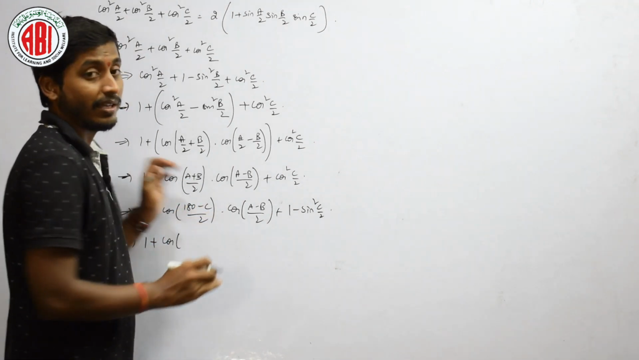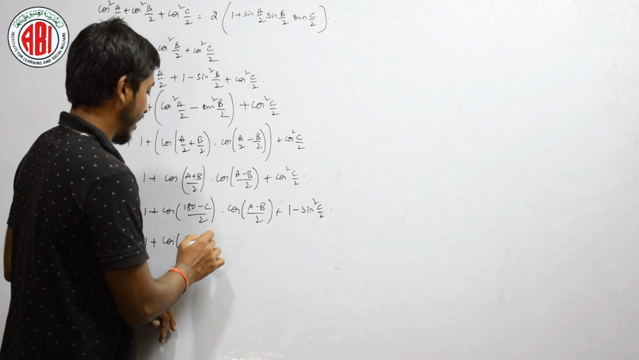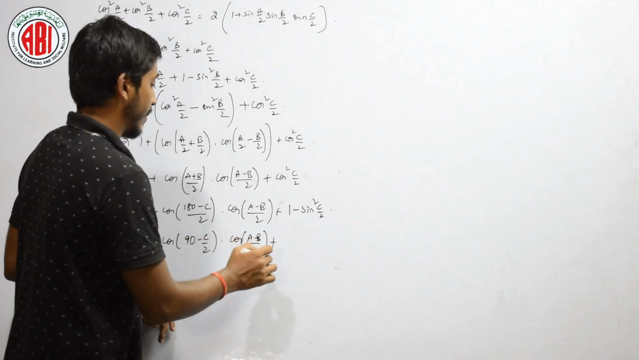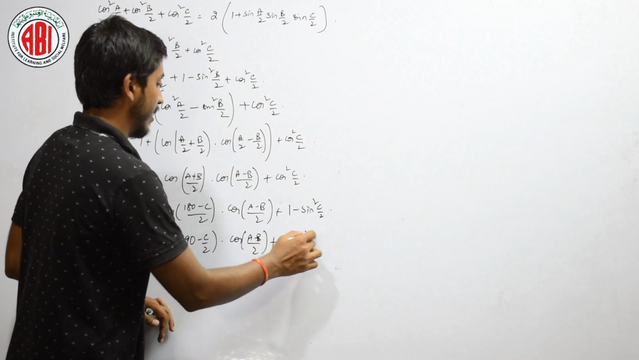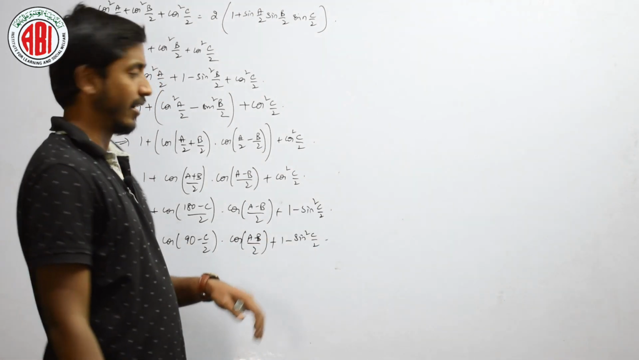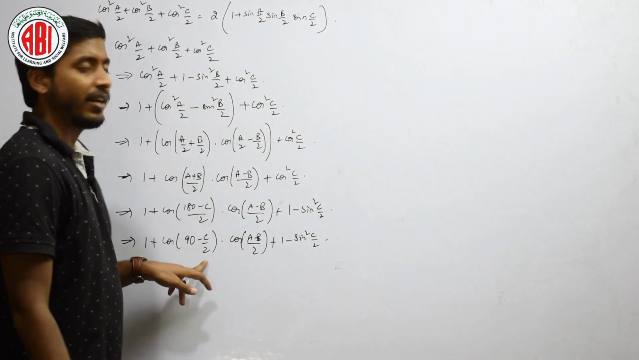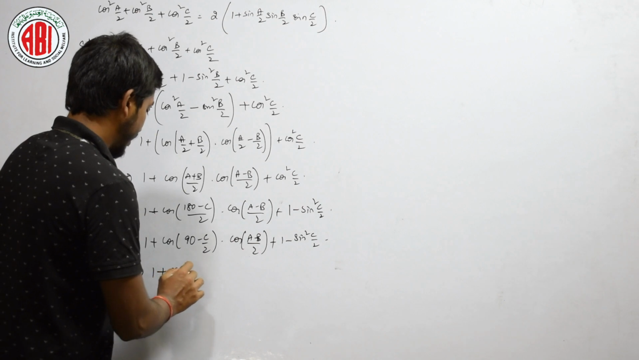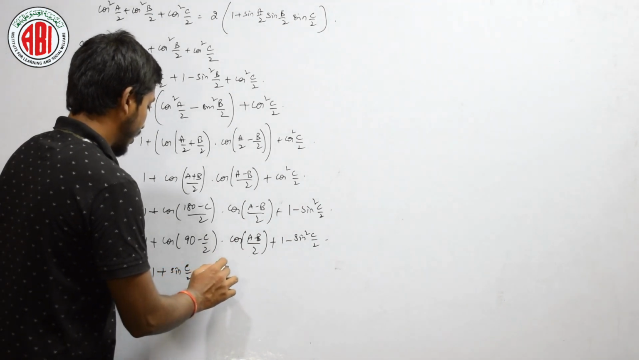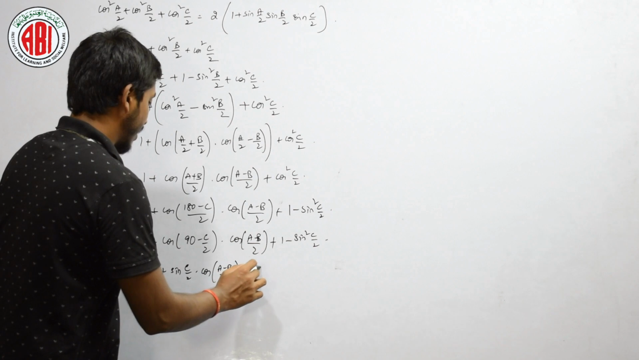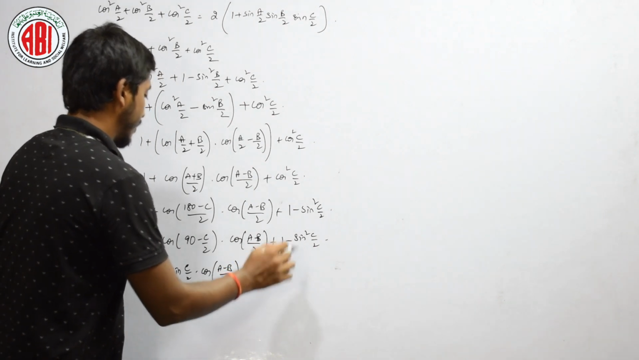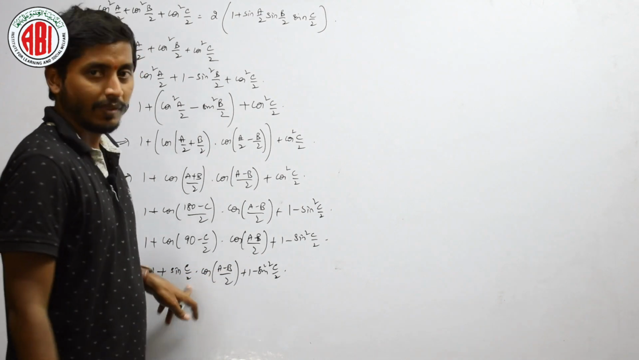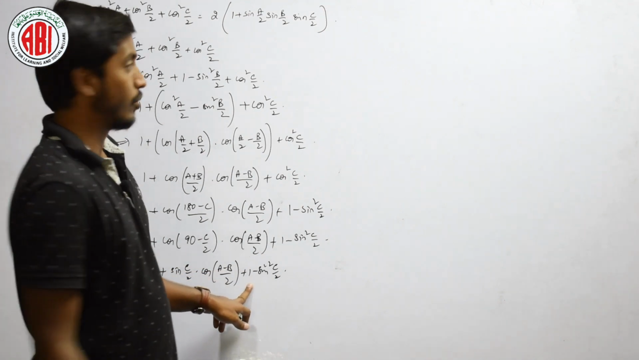Okay. This is the common step for most of the last exercise problem. See here, 180 by 2 is 90, 90 minus c by 2 into cos of a minus b by 2 plus 1 minus sin square c by 2, isn't it? See, now see here, what is cos of 90 minus c by 2? That is nothing but, what is it? Sin c by 2 into cos of a minus b by 2 plus 1 minus sin square c by 2, right. Can I take sin c by 2 common from both these terms? And 1 plus 1 is nothing but 2. Let us write it.